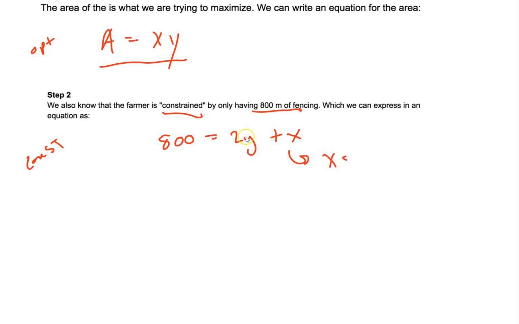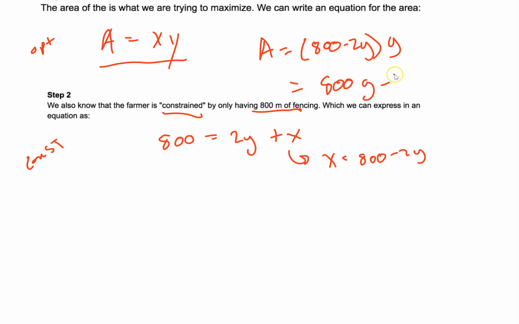So in this case, to solve for x, subtract the 2y. So you get 800 minus 2y is x. And we can plug it back into there. So my area is now going to be, instead of x, 800 minus 2y times y. If we simplify that, we get 800y minus 2y squared. So that's my area.